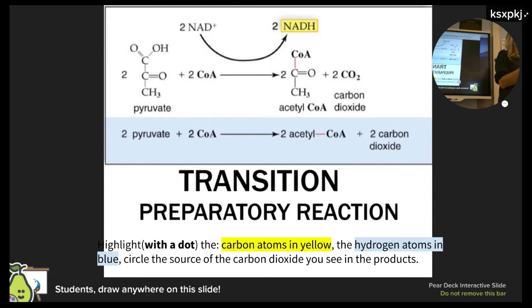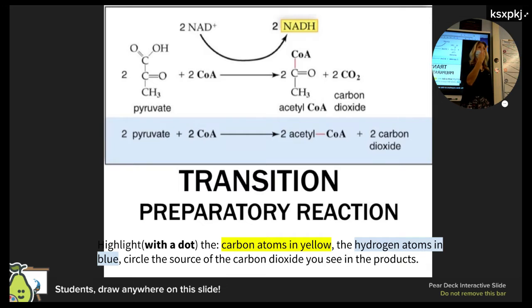And why is that important? Because what's the next step after transition prep? Krebs cycle. This CoA gets us in the door to be able to do the Krebs cycle. If we don't have that coenzyme, we can't go into the Krebs cycle. So that's why it's important. Does transition prep make us any ATP? No. Do you see any ATP getting made here? No. Does it make us anything good?